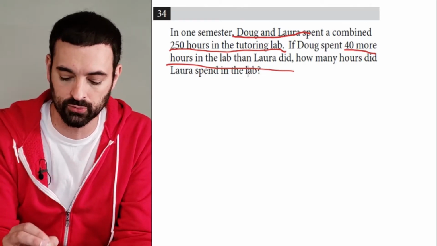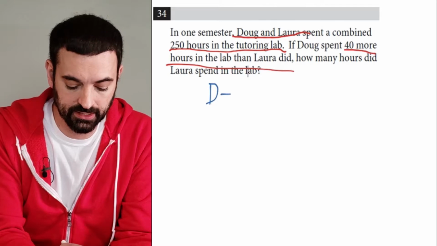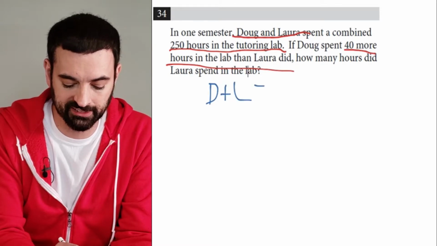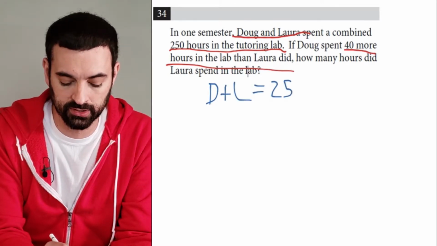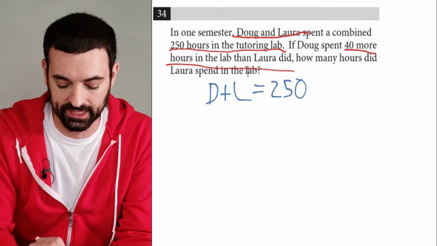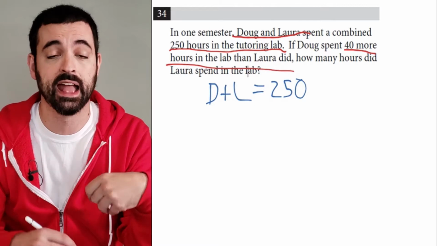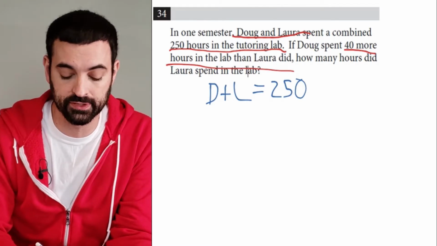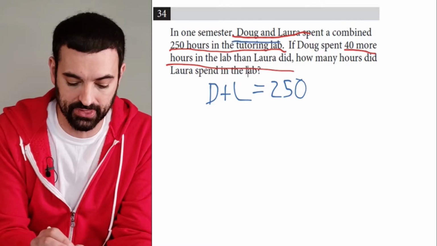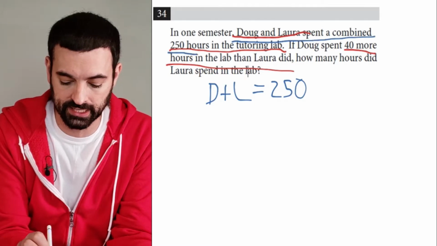I think I can do this all in one color. D plus L equals 250. That means that Doug's hours plus Laura's hours add up to a combined 250 total hours in the lab. That's what's being said right here.